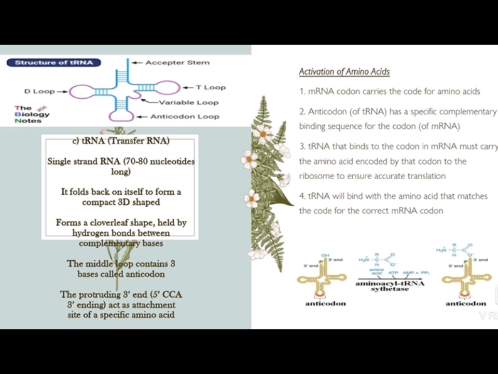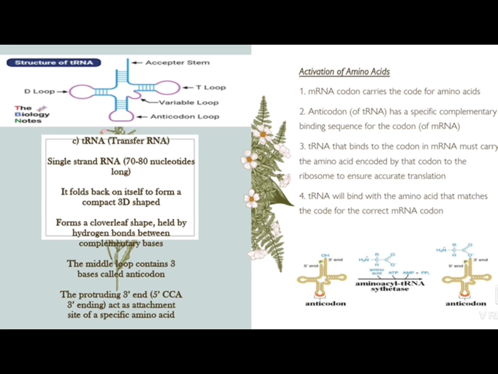Next is the tRNA, which is known as transfer RNA, a single-stranded RNA which is also 70 to 80 nucleotides long. It will fold back onto itself to form a compact 3D shape, known as a clover leaf shape, as in the picture up there, which is held by hydrogen bonds between complementary bases. The middle loop contains three bases called the anticodon, and the protruding 3' and 5' CCA 3' end acts as an attachment site for a specific amino acid.